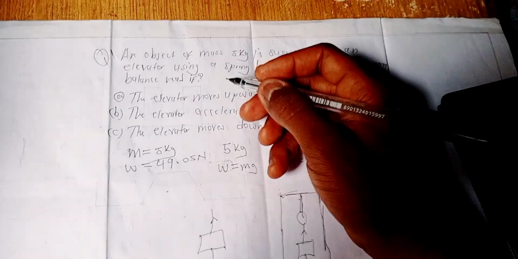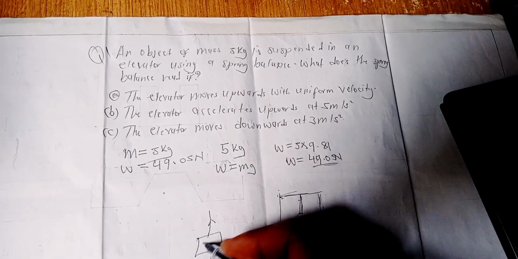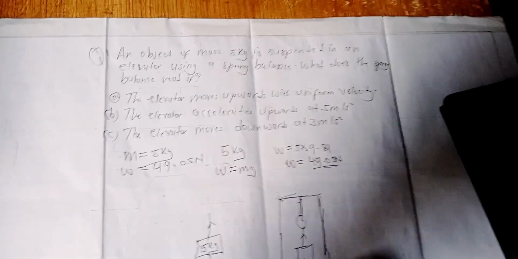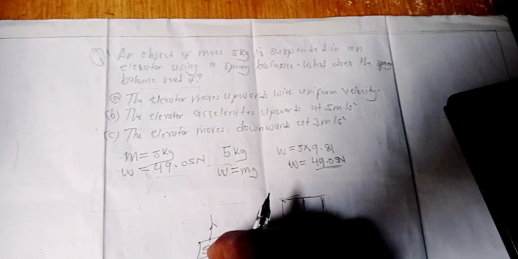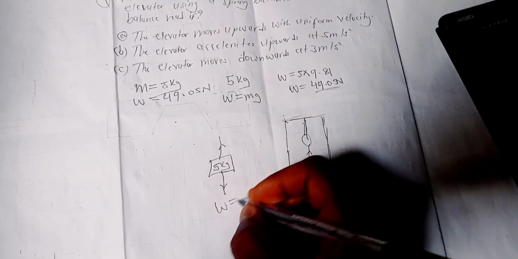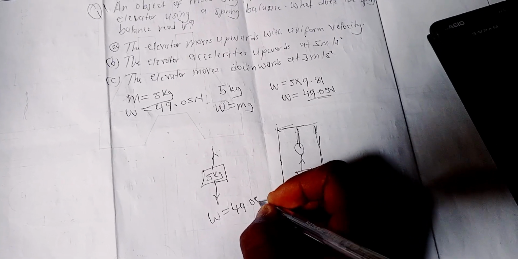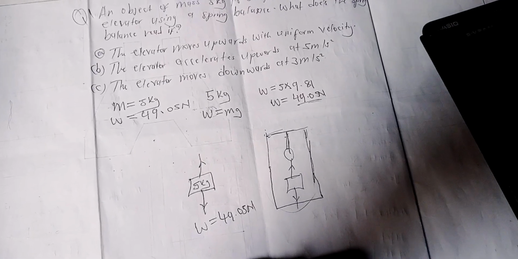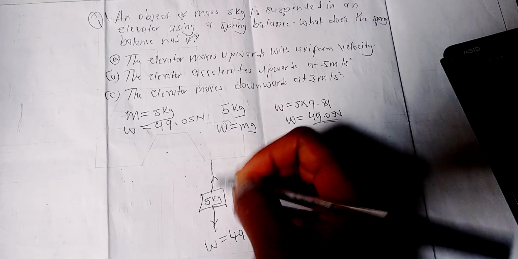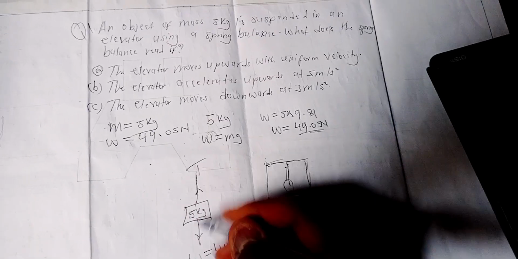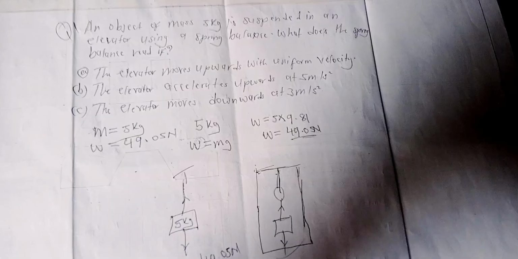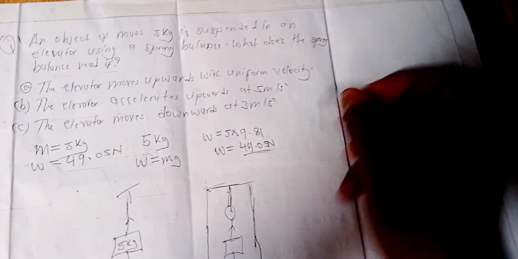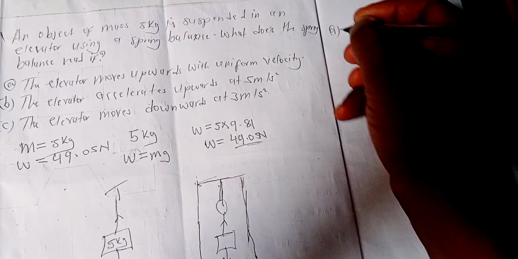We have something which is pulling up, and this box is a 5 kg box. We have a weight, which is bringing this object downward, equal to 49.05 newtons. Then we have upward here, tension. This is the force in the string which is opposing the motion of this box. Now question A, we're going to answer it.